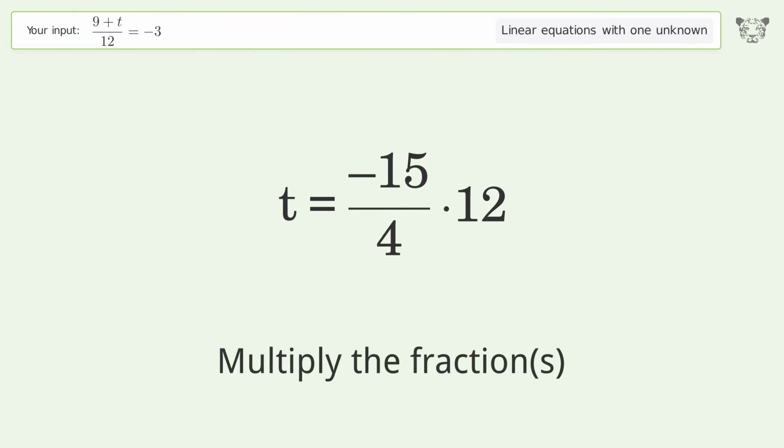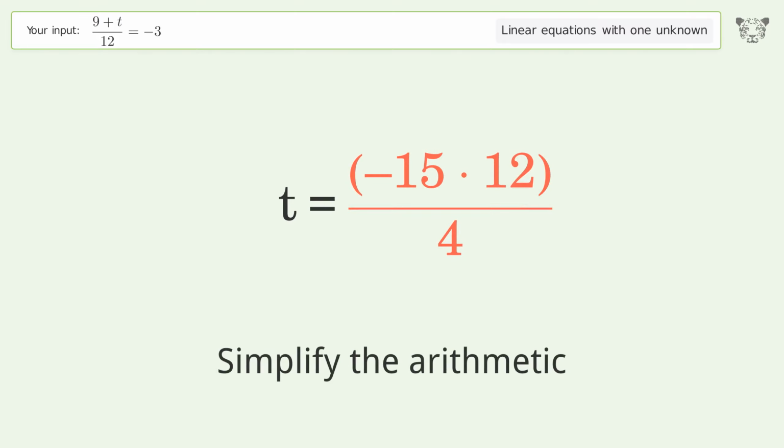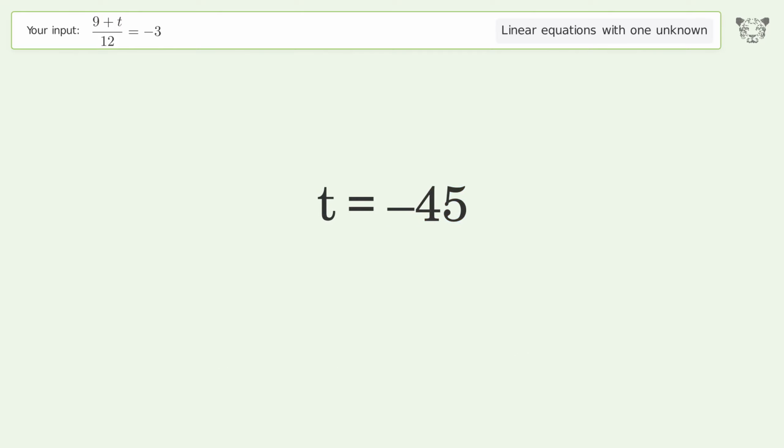Multiply the fractions. Simplify the arithmetic. And so the final result is t equals -45.